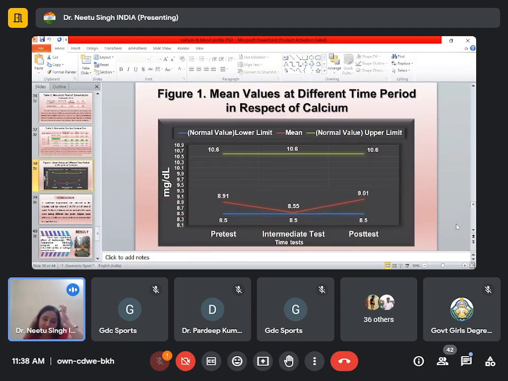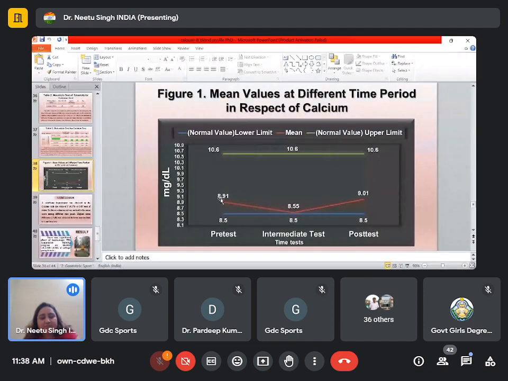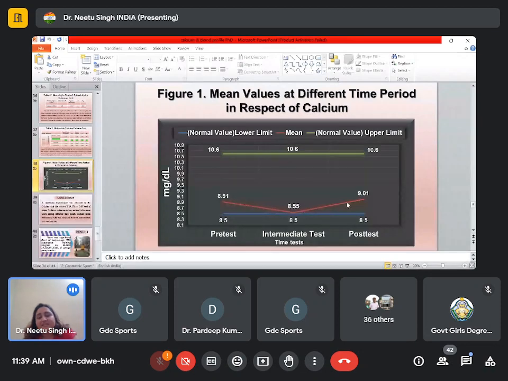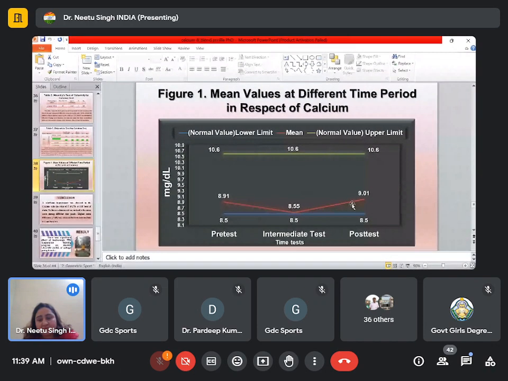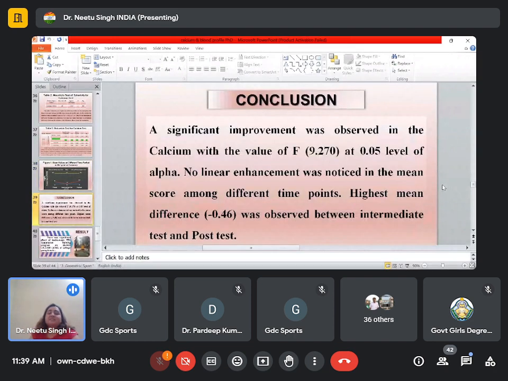And this is the graph which represents the pre-test, the intermediate test, and the post-test, and these are the normal values in green, 10.6, 10.6, 10.6, and this is the effect of training. The minimum value is 8.5. So we started with an average of 8.91, and at the intermediate it goes a little down, and at the end of the training after 12 weeks we can see a considerable change in the calcium level of the female participants, 9.1. This is the graphical representation, and this is the conclusion.